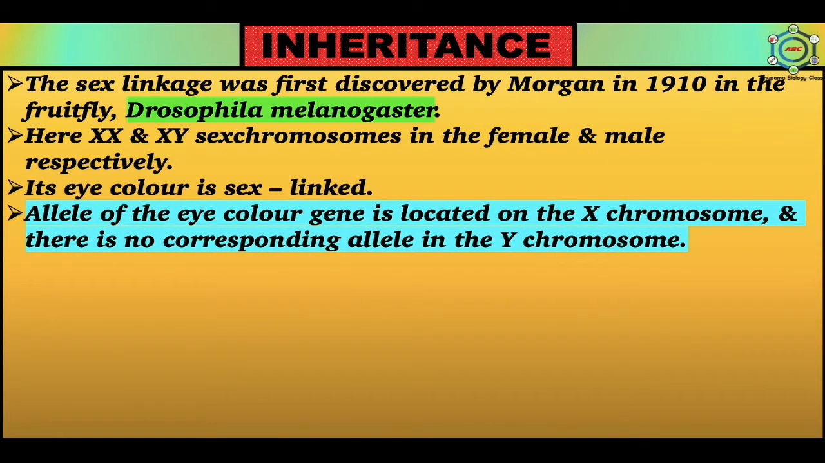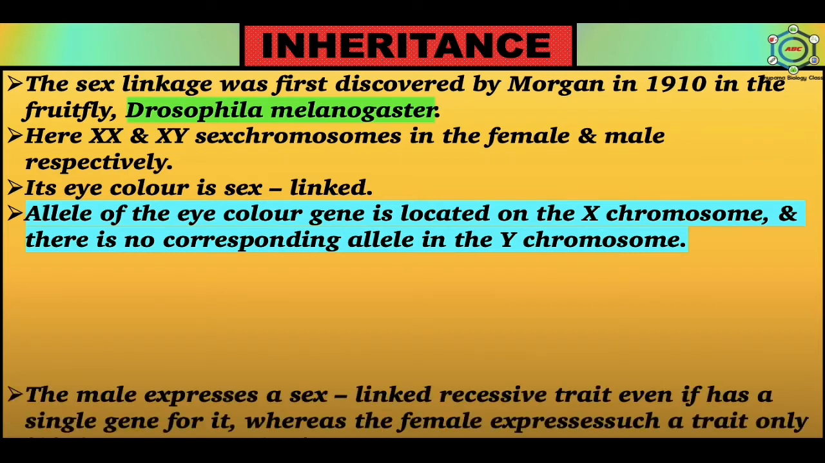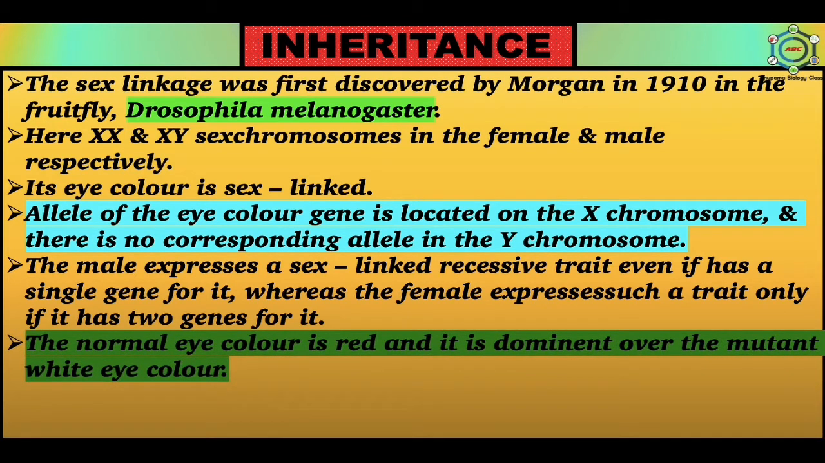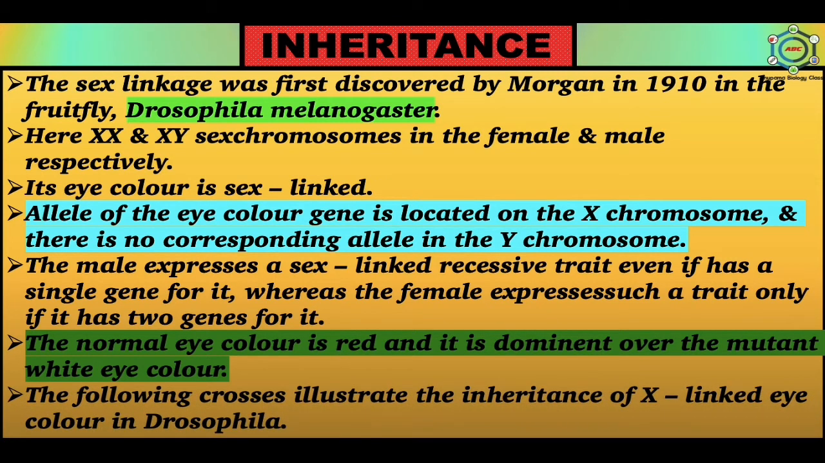The allele of the eye color gene is located on the X chromosome and there is no corresponding allele on the Y chromosome. The male expresses a sex-linked recessive trait even if it has a single gene for it, whereas the female expresses such a trait only if it has 2 genes for it. The normal eye color is red and it is dominant over the mutant white eye color. Now, the following crosses illustrate the inheritance of X-linked eye color in Drosophila.